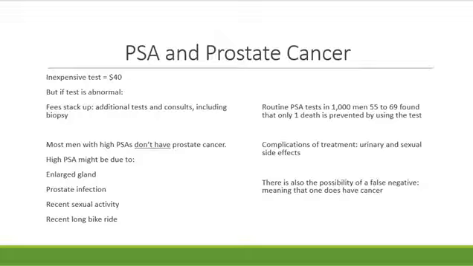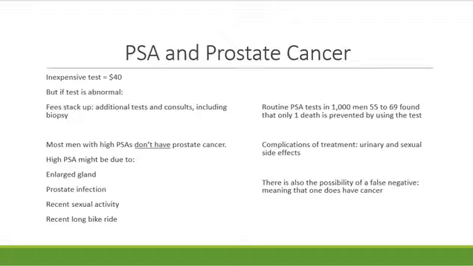PSA is an inexpensive test, but if the test is abnormal, fees stack up. There are additional tests and consults, including biopsy. Most men with high PSAs don't have prostate cancer. A high PSA may be due to things like an enlarged gland, prostate infection, recent sexual activity, and or a recent long bike ride. Routine PSA tests in 1,000 men from 55 to 69 found that only one death is prevented by using the test. And so there can be complications from treatment, including urinary and sexual side effects.